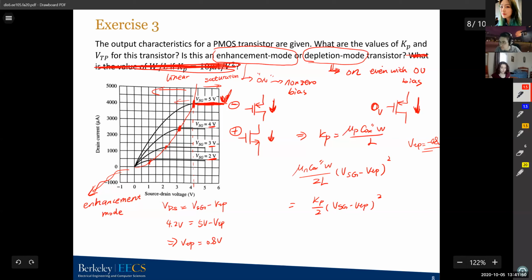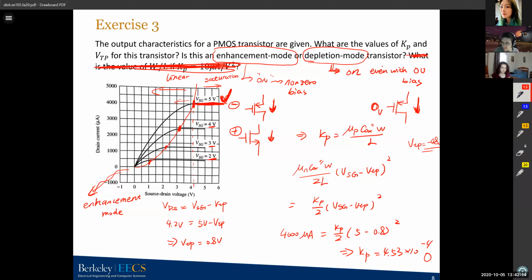I'll use this curve. So the current equals 4,000 microamps equals Kp divided by 2 times VSG, which is 5 volts minus 0.8 volts, squared. So you can just use this to solve your Kp. And your Kp is just 4.53 times 10 to the negative 4 with some units. This is what Kp and VTP are, and this is all we need for problem 3.